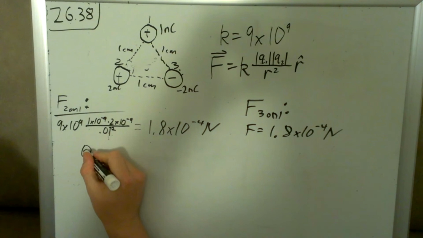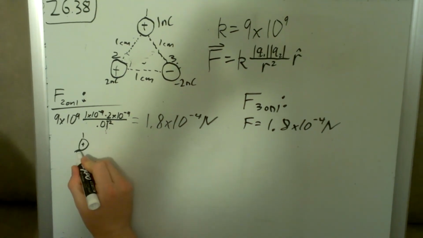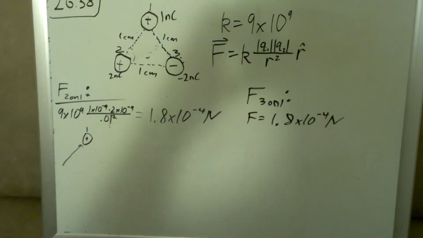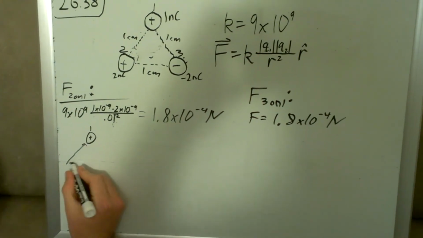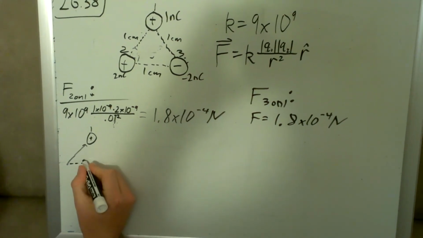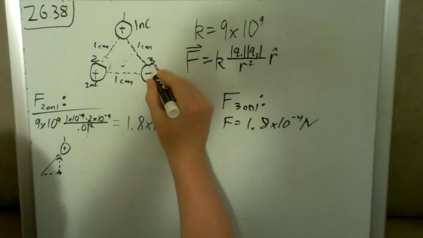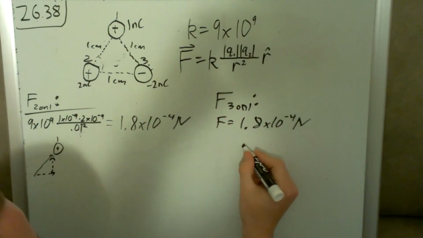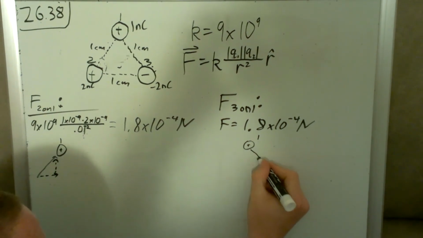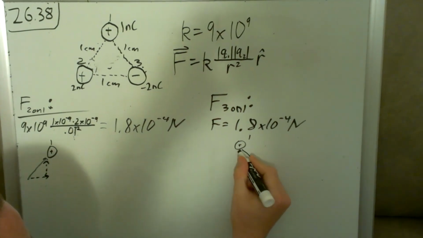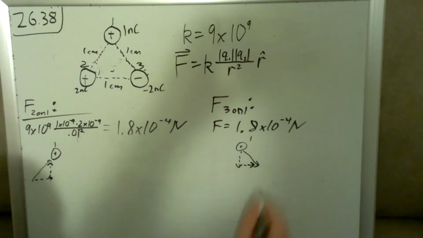So now, looking at number 1, I know that it's being pushed in this direction, and I need to split it up into an x and a y component. The x going this way, y going that way. And for charge number 3 acting on 1, it's being pulled in this direction. And that's what its components look like.